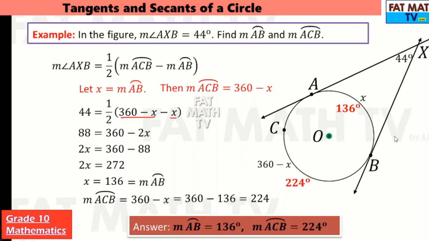So in this case, we are given only one, the measure of the angle here. And we are asked to find the measures of the two intercepted arcs. So first, you will represent one as x, the other as 360 minus x, and you plug them in the formula together with this 44 degrees, and then solve for x. So x will give you the measure of the smaller arc, and 360 minus x for the bigger arc.